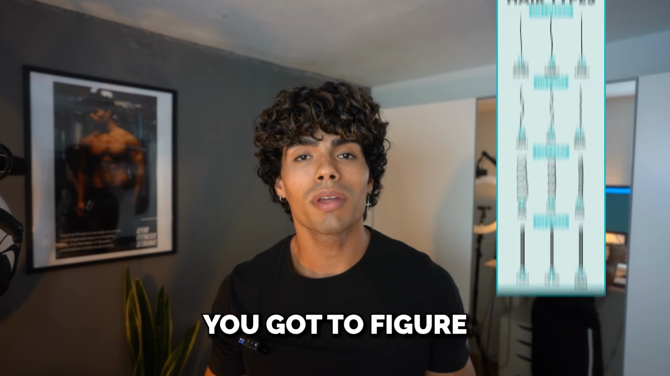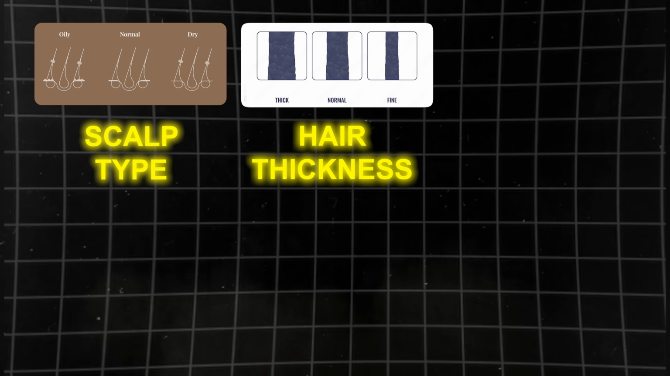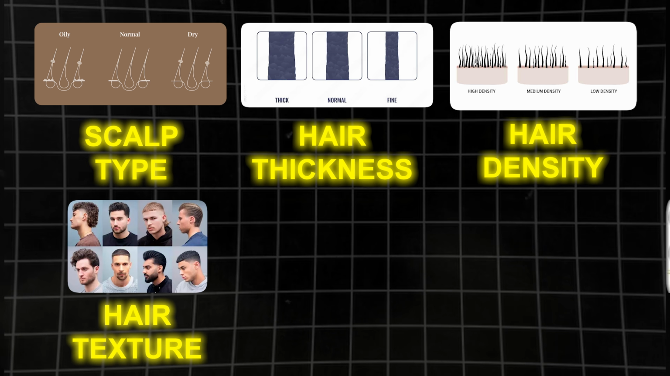To figure out your hair type, you've got to figure out your scalp type, your hair thickness, your hair density, your hair texture, and your curl pattern. And at the end, I'm going to let you know my exact hair type.